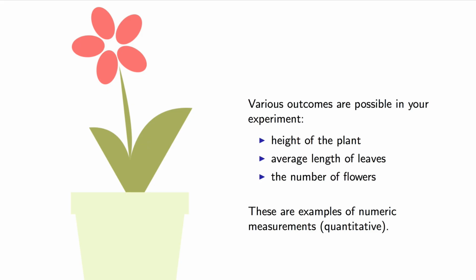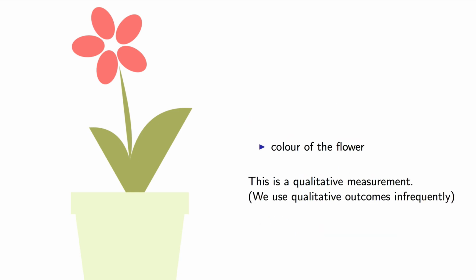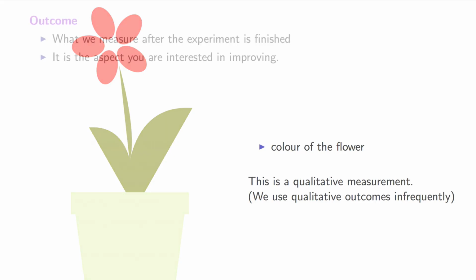In most experiments, the outcome is a number, a quantitative measurement. But a qualitative measurement is also possible. For example, perhaps the outcome is the color of the flower: light red, red, or dark red. That's a qualitative measurement, a description of what happened.